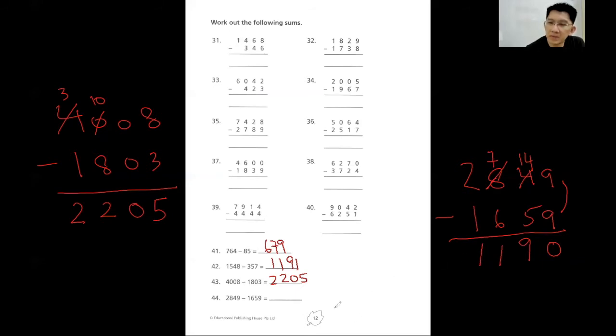So the answer to number 44, 2,849 minus 1,659 is 1,190.